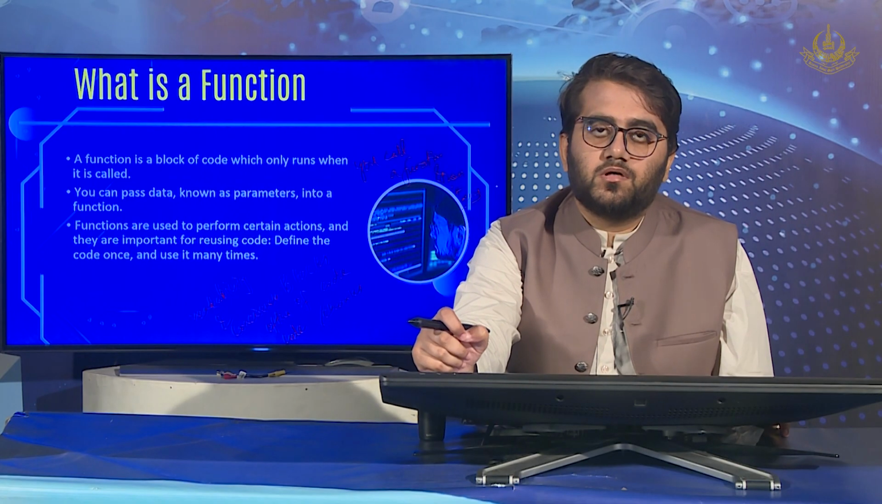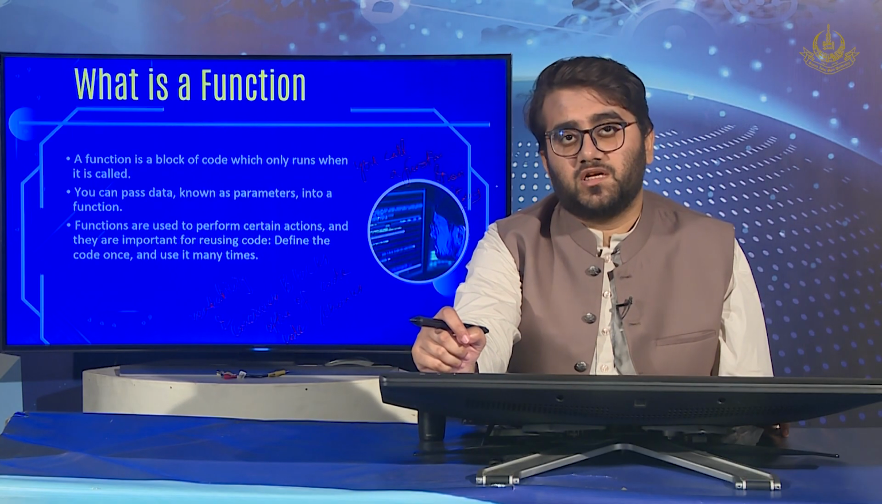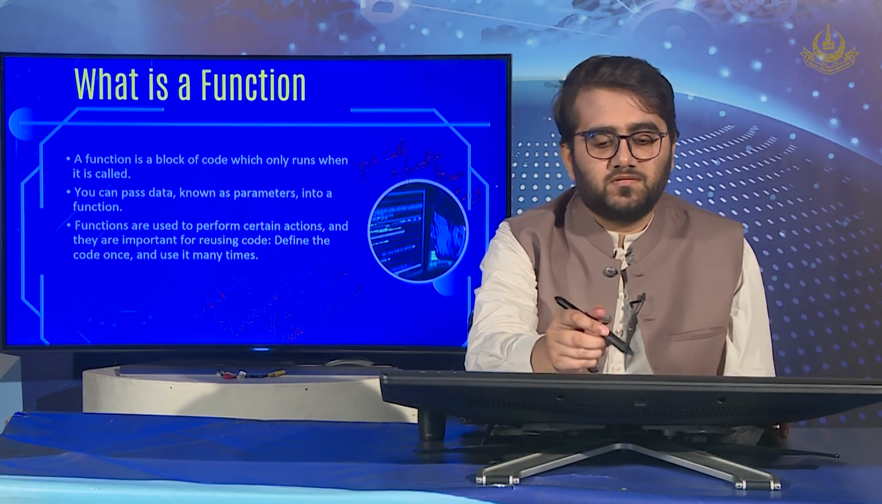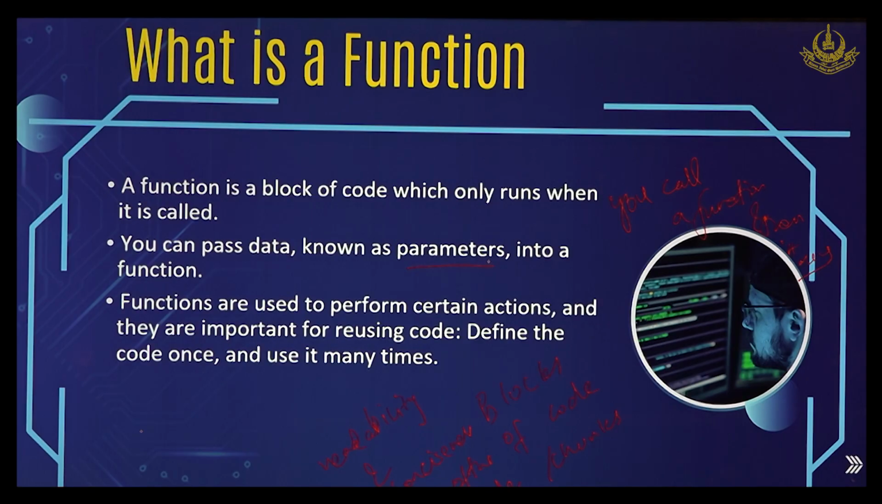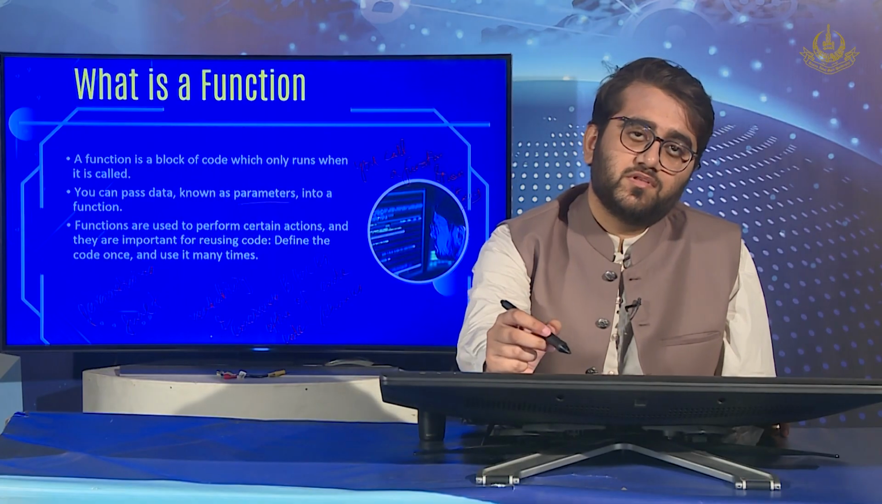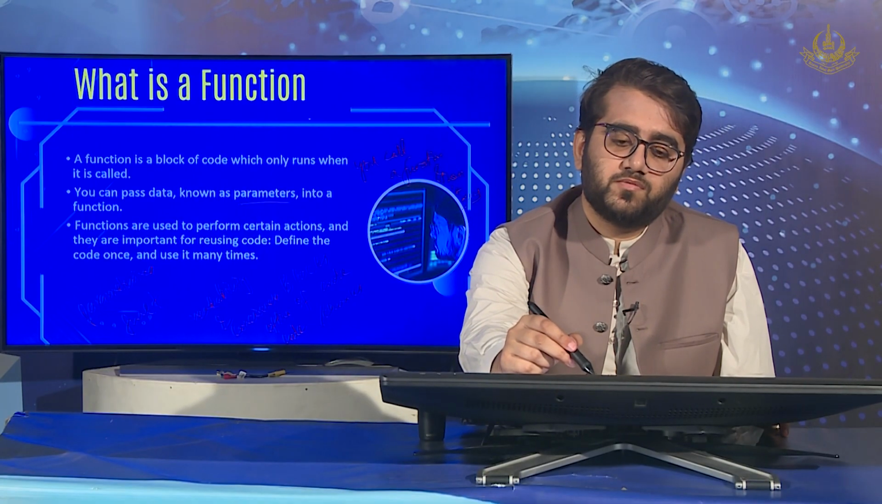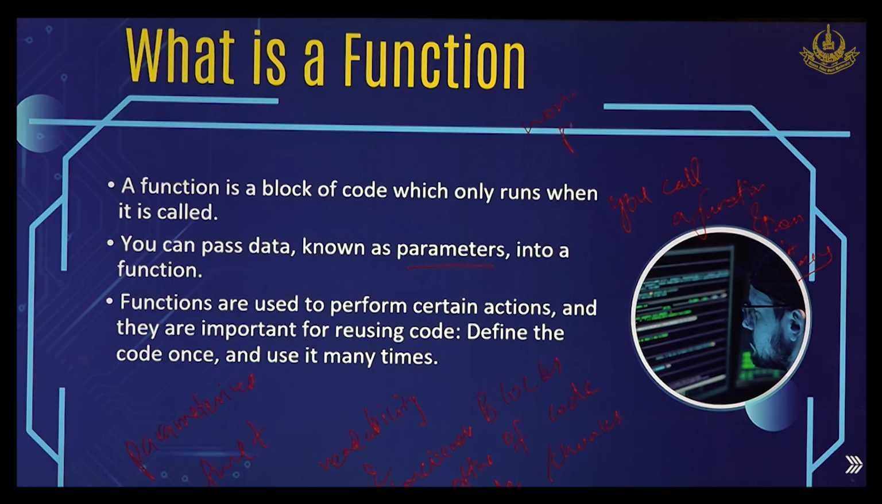There are a number of ways a function can be written. A function can have parameters, which has been written over here, or it cannot have parameters. A function with parameters is called a parameterized function, and a function with no parameters or no arguments is called a non-parameterized function.